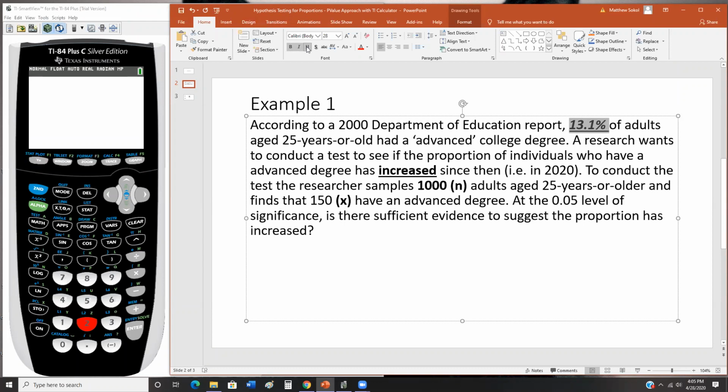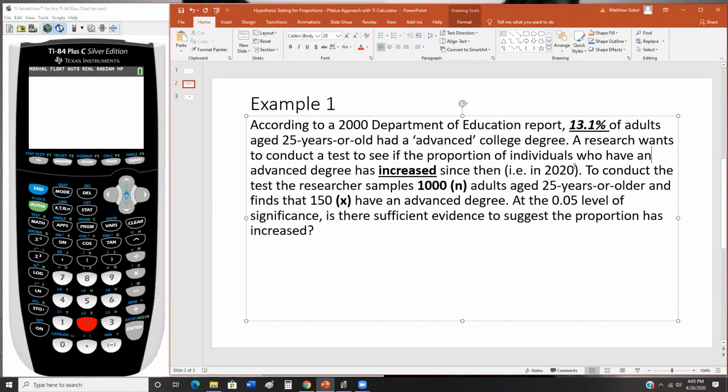So, you know, the job market's changed since then. So a researcher wants to conduct a test to see if the proportion of individuals who have an advanced degree has increased since then. So in the year 2000, okay, it's a higher amount. Just real quick, the key word there is increased. So what type of test does this sound like it will be? Right-tailed, left-tailed, two-tailed? Anybody got a guess? Okay. It's going to be a right-tailed, yeah. So the word increased, exactly. Thank you in the chat there. Yeah, it's going to be a right-tailed test.